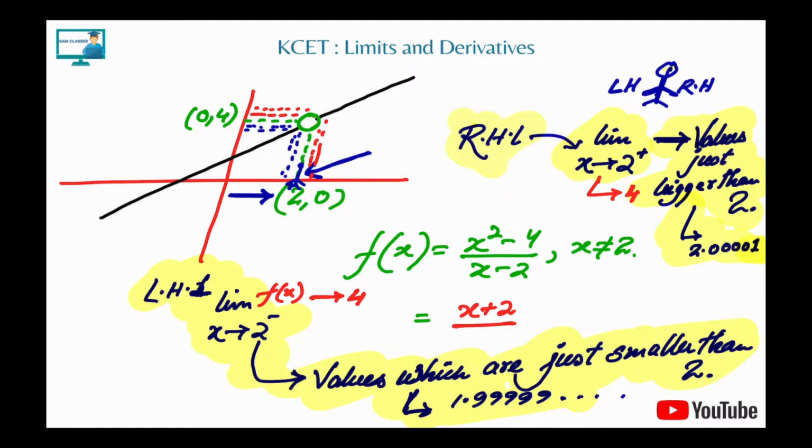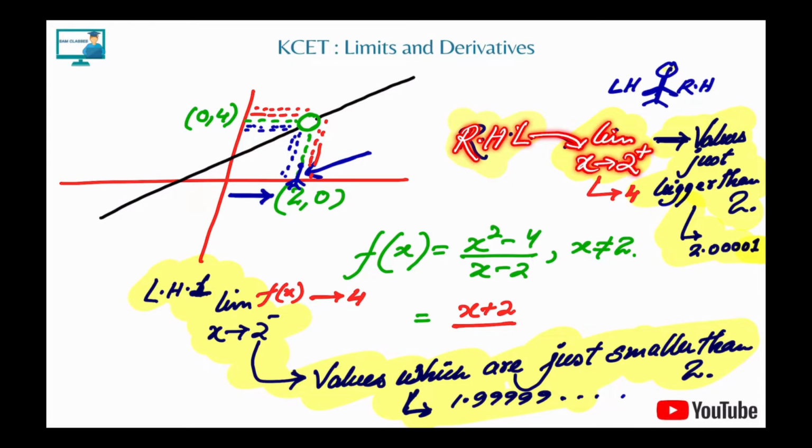So if I'm able to see at exactly 2, I don't know the value. But if I'm able to know the value at 2.00001, then I'll be able to say that from the right hand side, when I approach the function at 2, I got a value which is almost near to 4. Correct. Now, that only is known as right hand limit, RHL. And that means limit x tends to 2 plus.